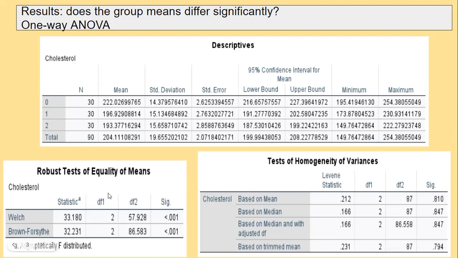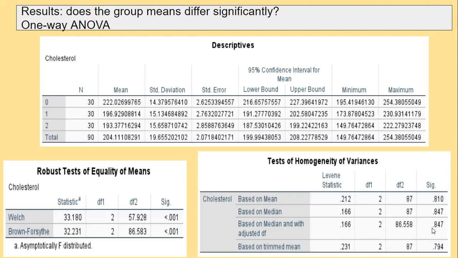And here it gives us two robust tests of equality of means. It's a good way to support the means analysis. And here, the test of homogeneity of variance. In the null hypothesis, we hypothesized at the beginning that all means are equal. Here we are testing whether that is true, whether the three groups were homogeneous or their means were homogeneous. So in order to answer that question, we look at the significance level here.